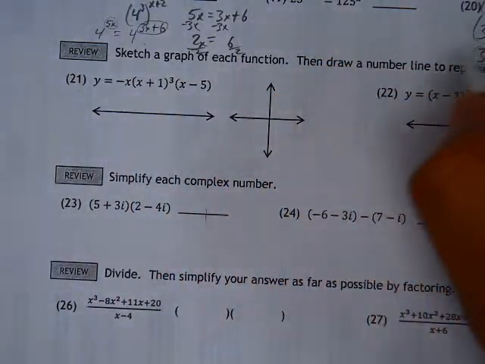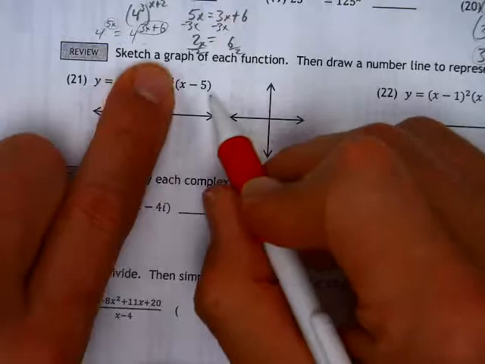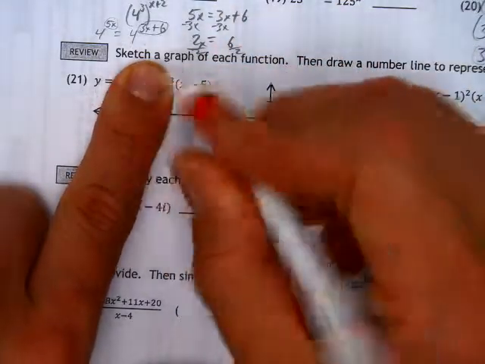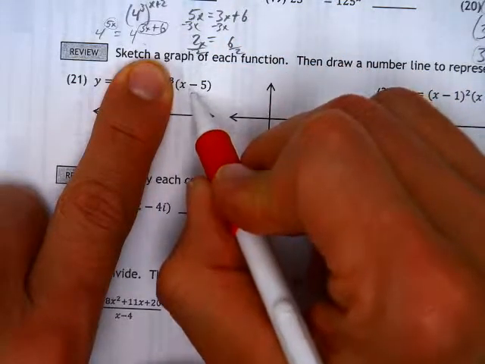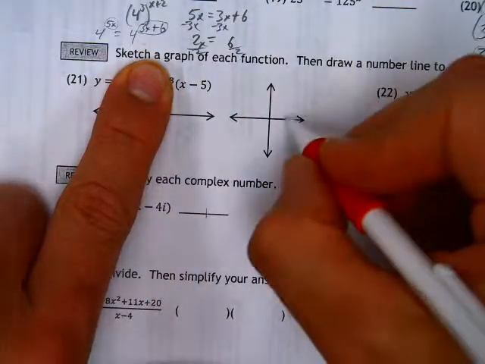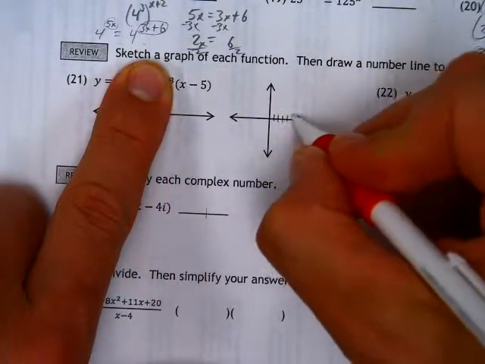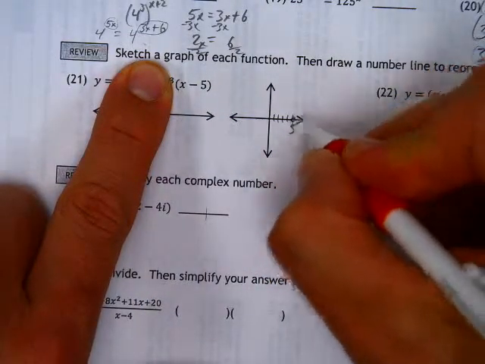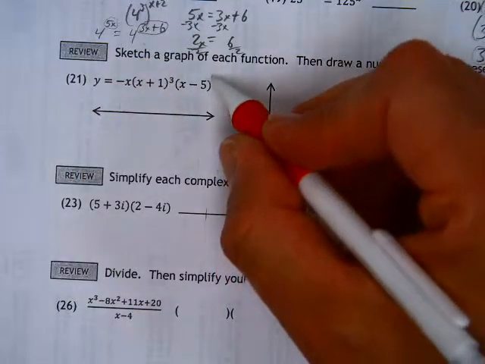Sketch a graph of the function, then draw the number line that represents. If I just look at this and say I'm looking for a root, I set that equal to 0 and I solve for x, I get x equals 5 if I add 5 to both sides. So I've got a root at 1, 2, 3, 4, 5. Boom. And it's a normal ordinary root, doesn't have a power or anything.